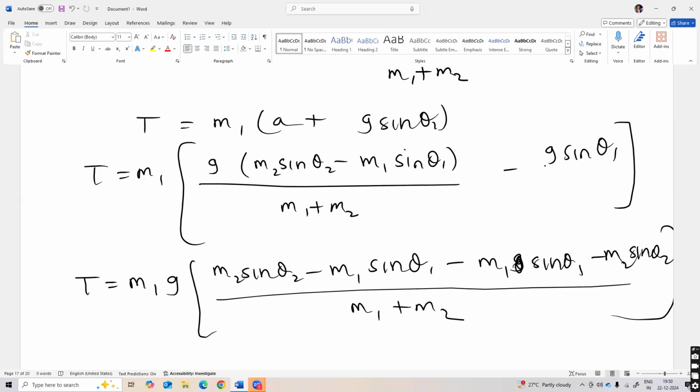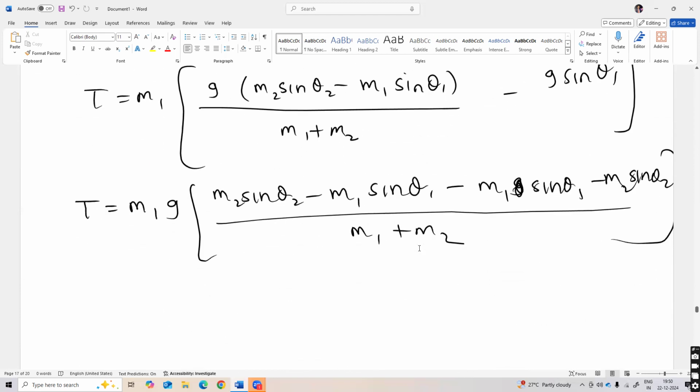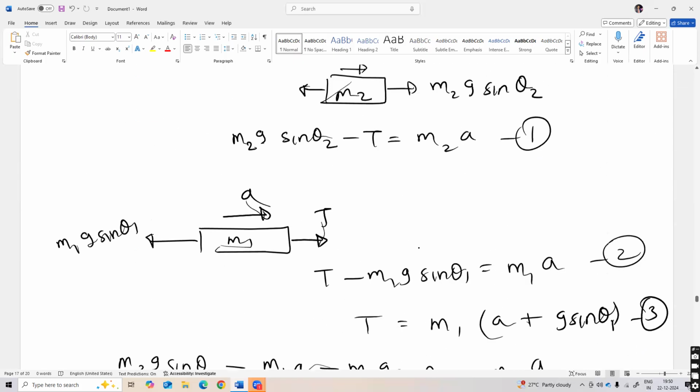I think I have made some calculation mistake. Let's first solve this and see what we get. We got m1 g divided by m1 plus m2, and m2 sine theta 2 will get cancelled with m2 sine theta 2. I'll look at it again. I think I have made some mistake.